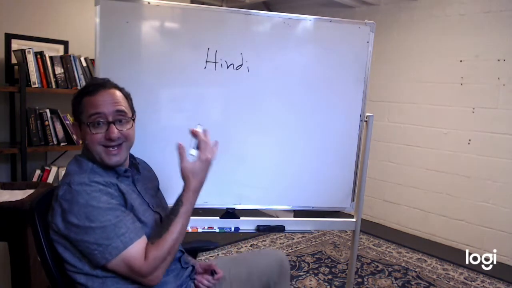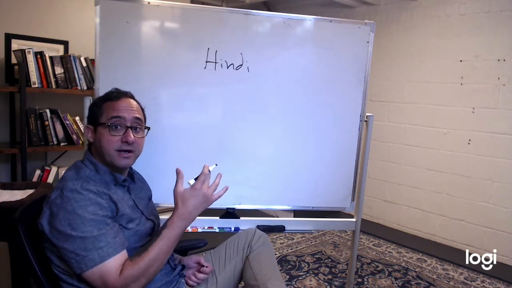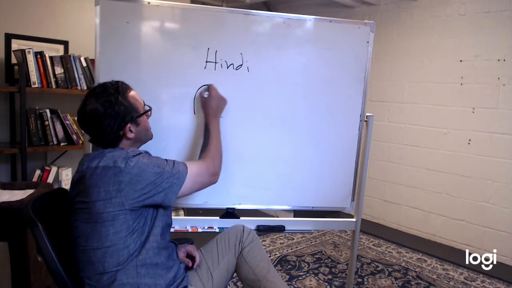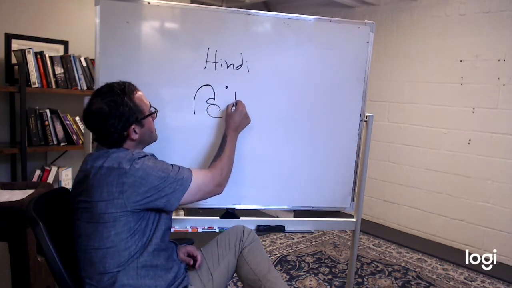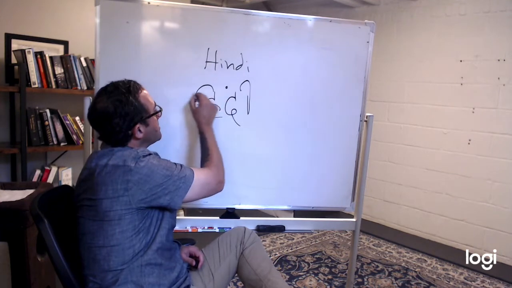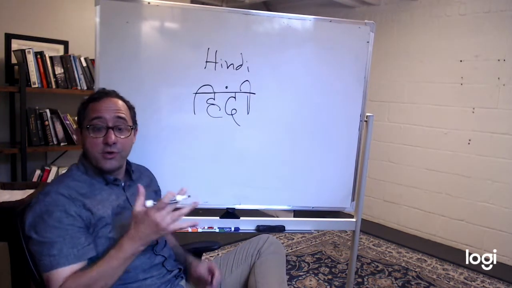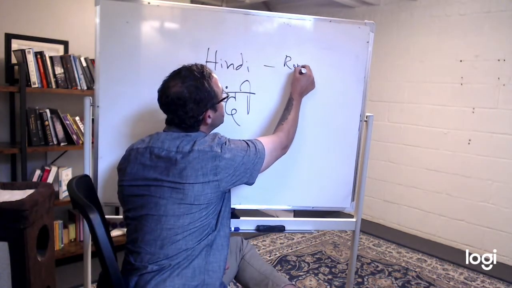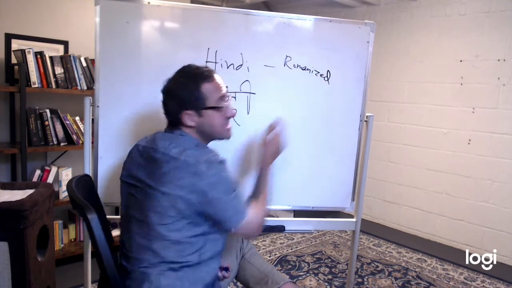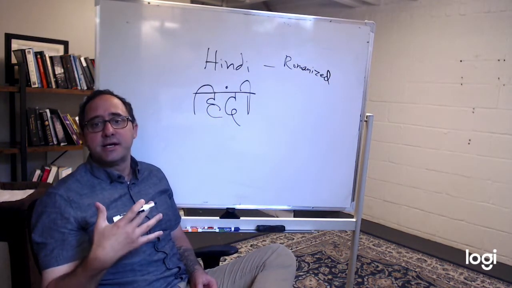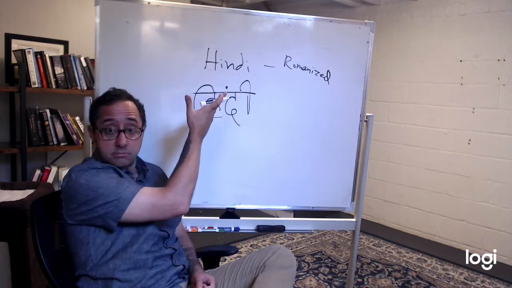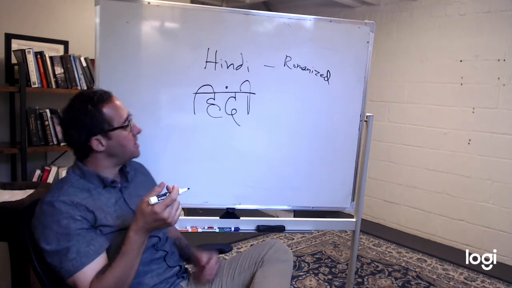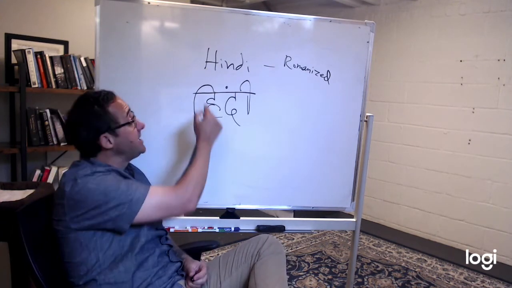But let's look at the word Hindi. I'm going to write it in Devanagari, okay? So we can already tell that it's very different from this. We will call this Romanized script. Why do we call it Romanized? Because we got our letters from Latin. So we call it Romanized script. Okay, Hindi. This says Hindi just like this does.